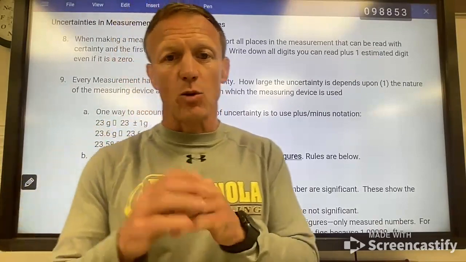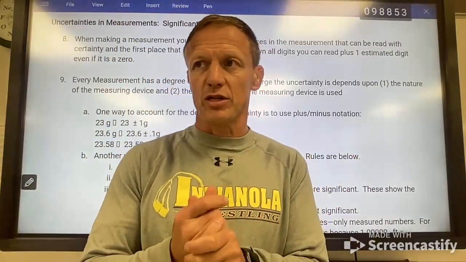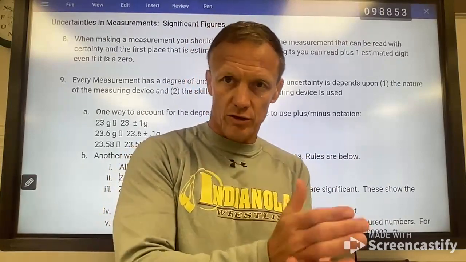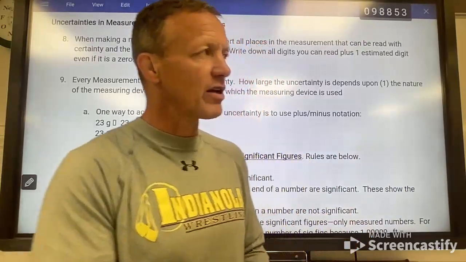You always estimate to one digit beyond what the instrument measures to. So if the instrument measures to the nearest 0.1 of a milliliter, you would measure to the 0.01. You can estimate one digit beyond, which we'll do a little bit of in class.